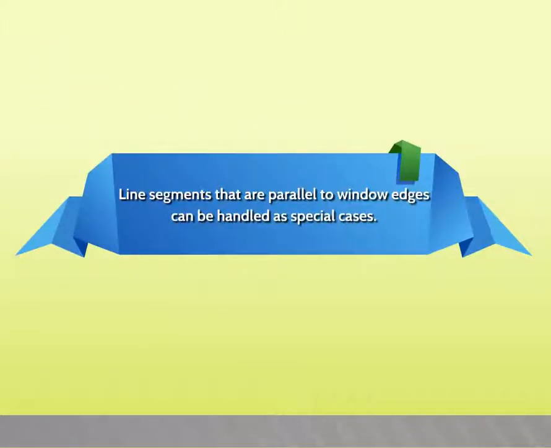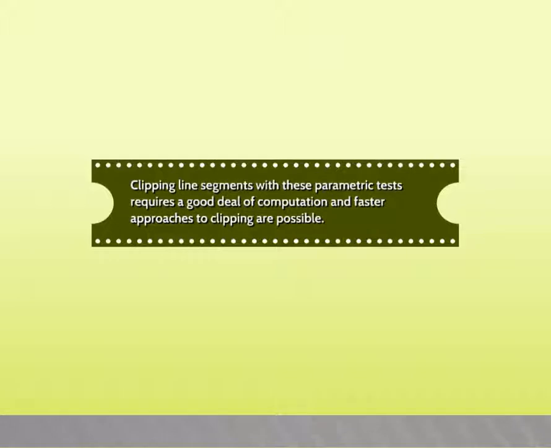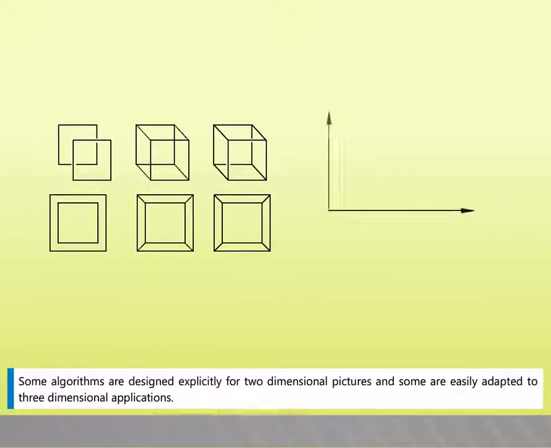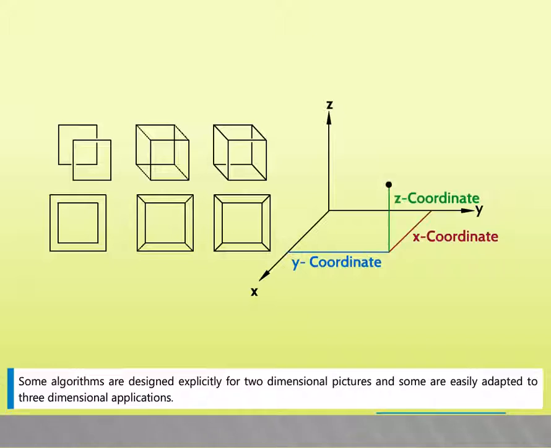Line segments that are parallel to window edges can be handled as special cases. Clipping line segments with these parametric tests requires a good deal of computation, and faster approaches to clipping are possible. Some algorithms are designed explicitly for two-dimensional pictures, and some are easily adapted to three-dimensional applications.